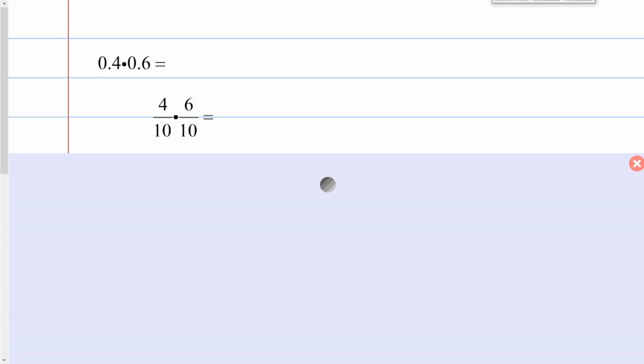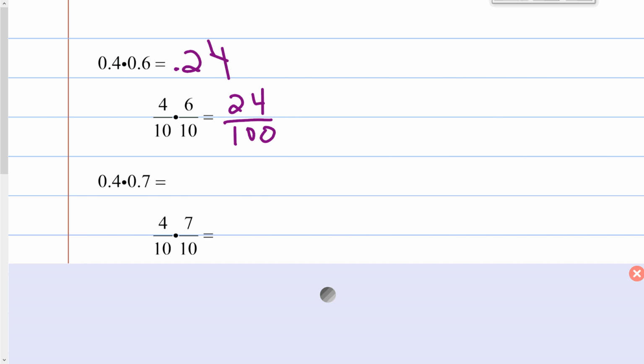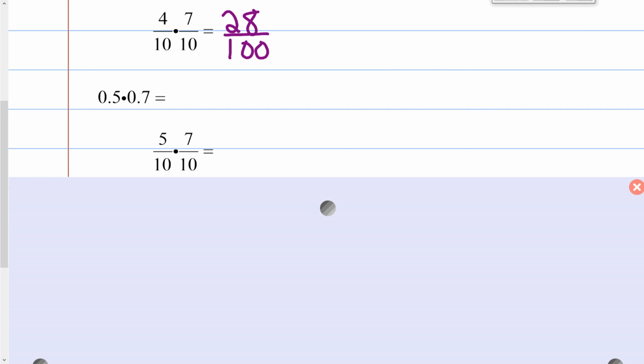Now let's take a look at a decimal times a decimal. That is tenths times tenths. So if we do 4/10 times 6/10, I'm going to write those as a fraction, 4/10 times 6/10, and I'm going to get 24 hundredths, which I can write as 0.24. If I do 4/10 times 7/10, I will get 28 hundredths. Five tenths times 7/10 will get us 35 hundredths. Notice we're doing tenths times tenths, but our answers are always coming out in the hundredths place.